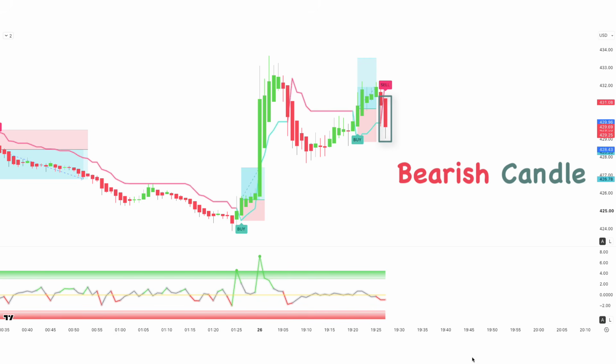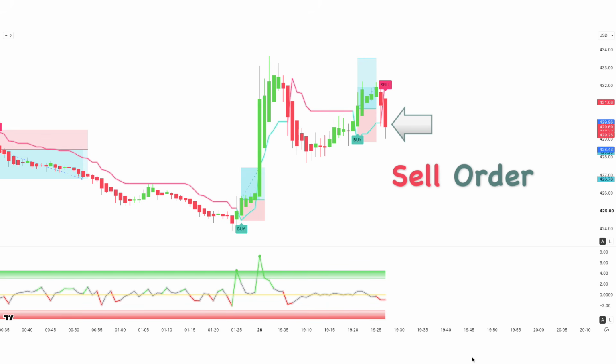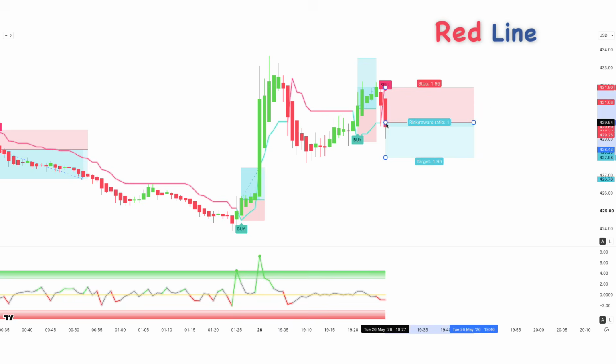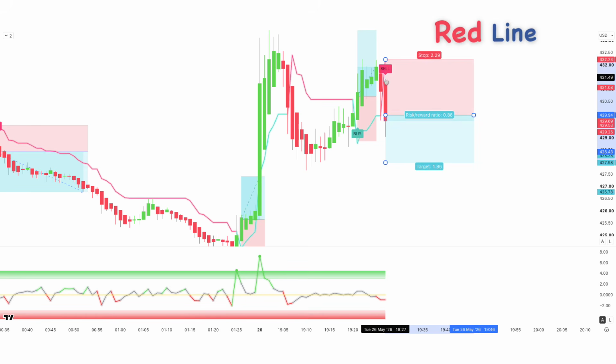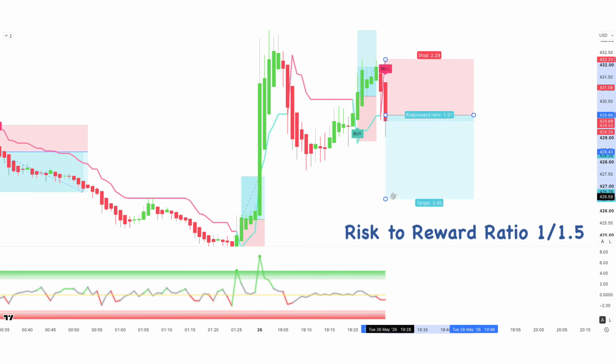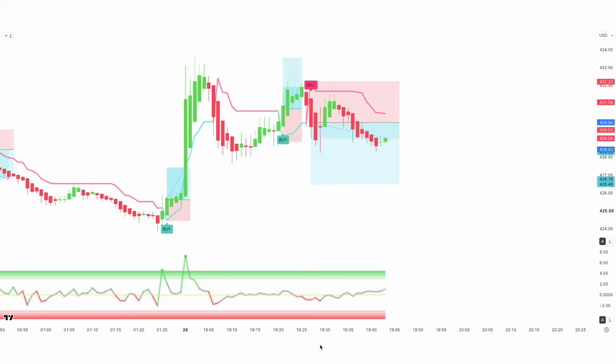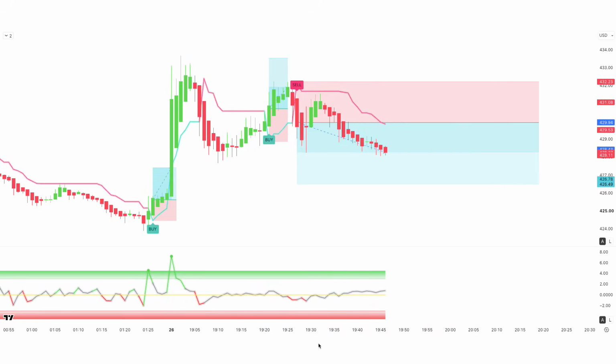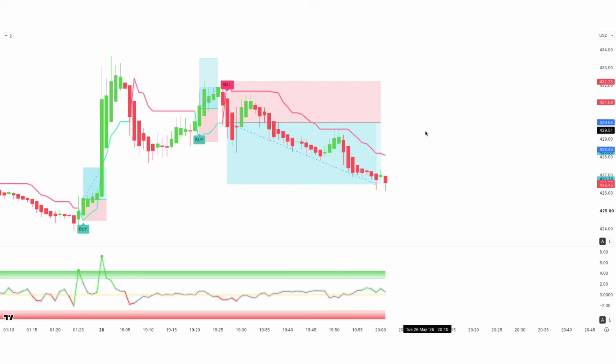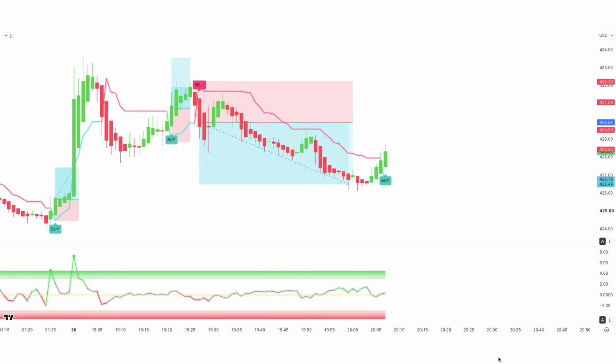Here the market has made a bearish candle to give confirmation, so all our conditions are being fulfilled, so we are placing an order to sell. Our stop loss is to be placed at the red line, and the risk-to-reward ratio will be 1:1.5. Let's see what happens to our trade. Our trade is running in profit. We have won the trade. Let's find the next trade.